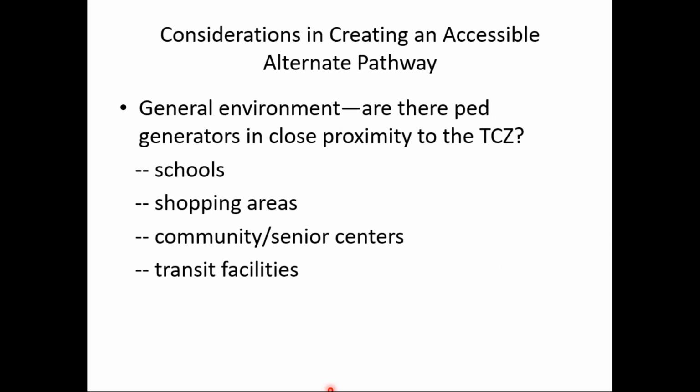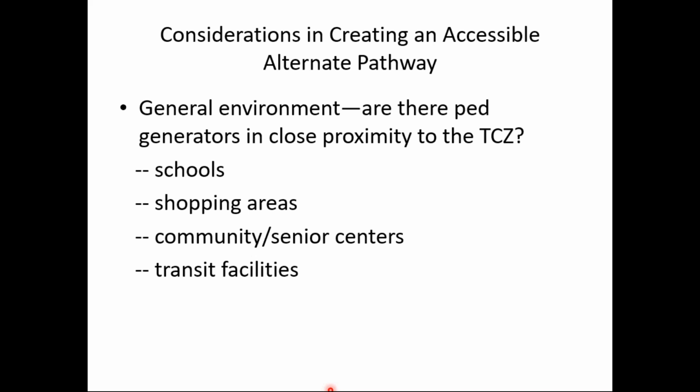What sort of things do we need to consider in creating an accessible alternate pathway? I would look, for one thing, at the general environment, especially are there pedestrian generators in close proximity to the temporary traffic control zone, like schools, shopping areas, community centers, senior centers, transit facilities, those types of things. Or for example, maybe in the neighborhood where you're going to be working on the sidewalk, maybe on one corner is a senior high-rise housing facility, and maybe 2 blocks away on the same side of the street is a Walgreens or CVS or something like that.